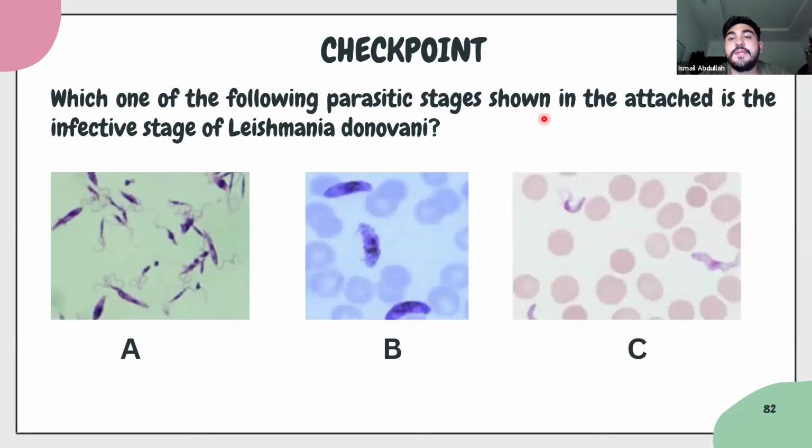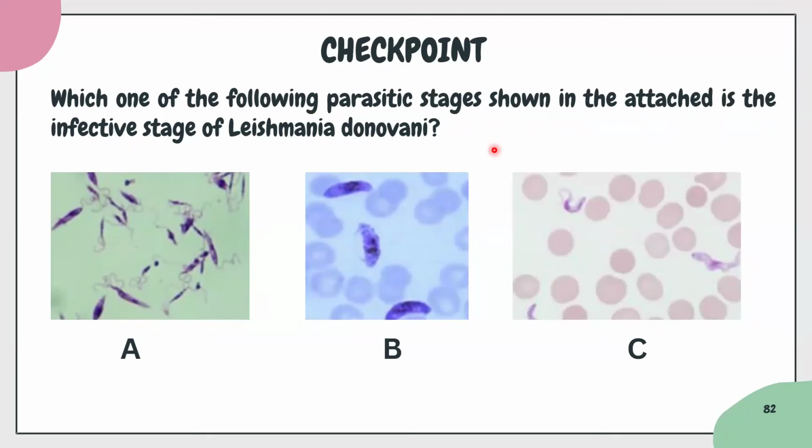Which one of the following parasitic stages shown in the attached is the infective stage of Leishmania donovani? A. I want you to tell me what B and C are as well. I think B are the gametocytes of Plasmodium falciparum. All right. And C is the metacyclic trypomastigotes of Trypanosoma cruzi. Okay, good job. Wait, do you think it's cruzi or brucei? I think this is cruzi.